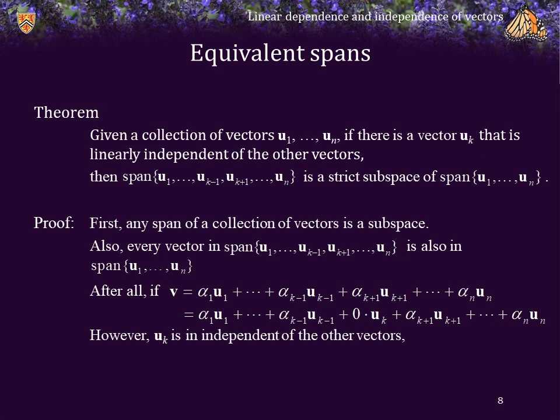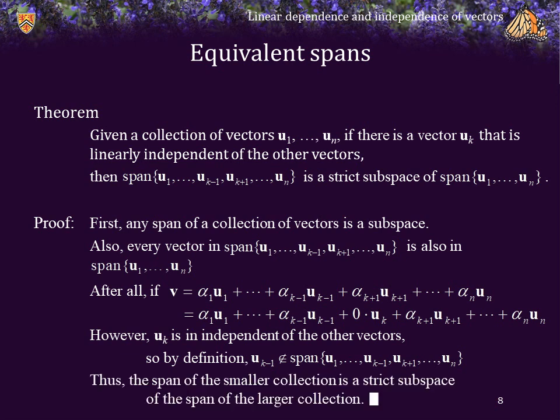However, u sub k is independent of the other vectors. So, therefore, by definition, u sub k cannot be in the span of the other vectors. So, therefore, there is at least one vector in the span of the smaller set that is not in the span of the larger set. Thus, the span of the smaller collection of vectors must be a strict subspace of the span of the larger collection.